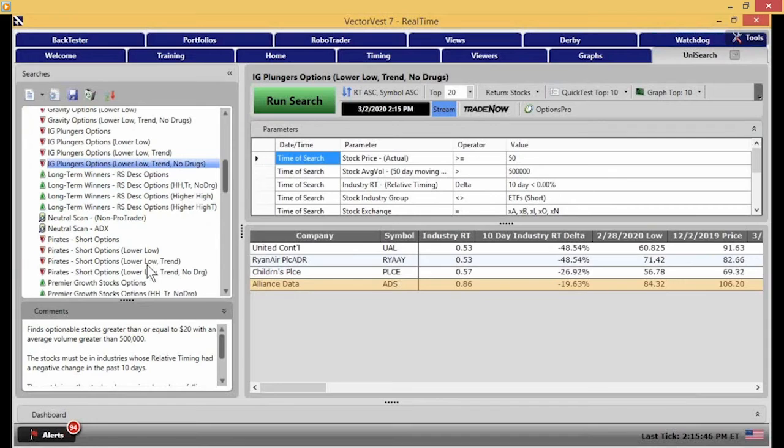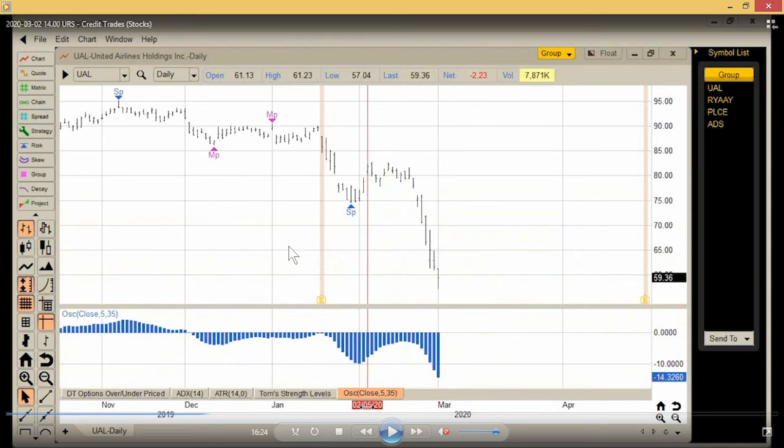So this goes back to March 2nd. It was 2:15 p.m. and I run some of our more common scans. Now, all my clients get these scans. This happened to be IG plungers. In IG plungers, it came up with United Airlines. Well, what we do then is we take a look at the stock. Is that stock moving down in price? Well, not only was United Airlines moving down from the market sell-off, it had actually been moving down for quite a bit of time. That's the kind of trade that I'm looking for.